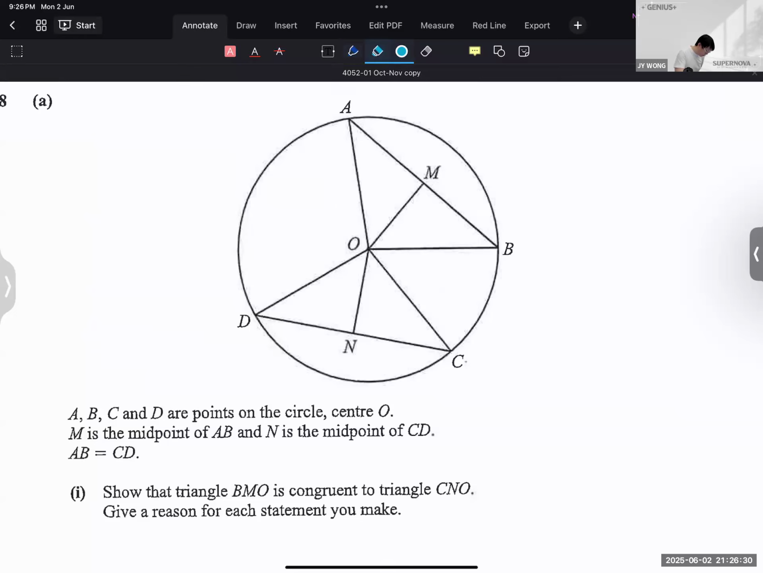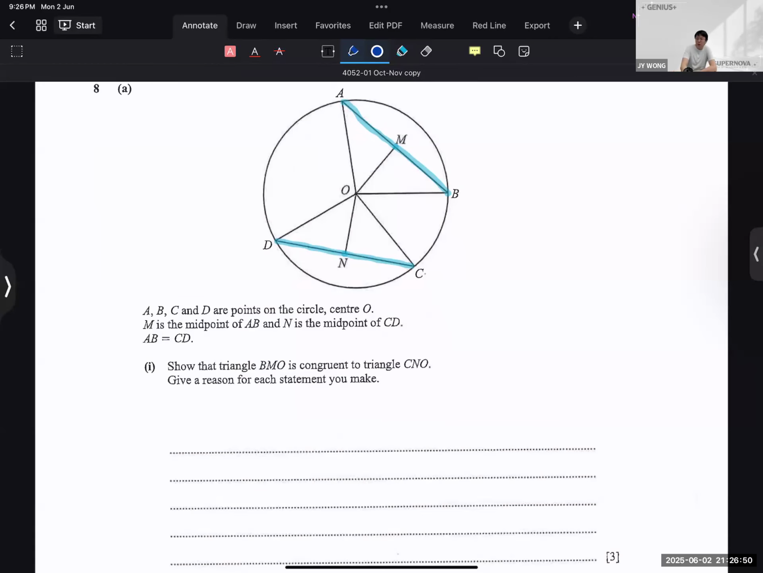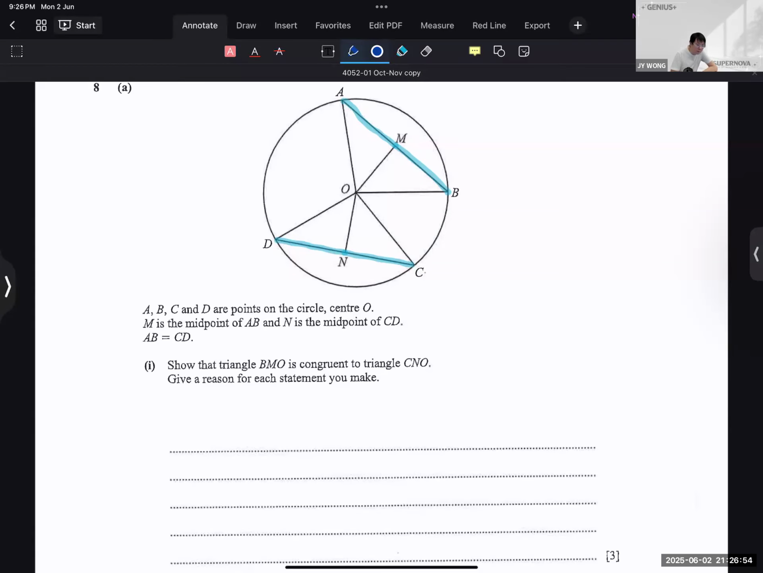So they tell you that A, B, C, D are points on the circle, and M is the midpoint of AB, and N is the midpoint of CD. And they tell you further that AB is equal to DC. Many students don't remember this reason. I told you this is important because it came out last year, and a lot of students forgot this particular reason. What's the reason here?